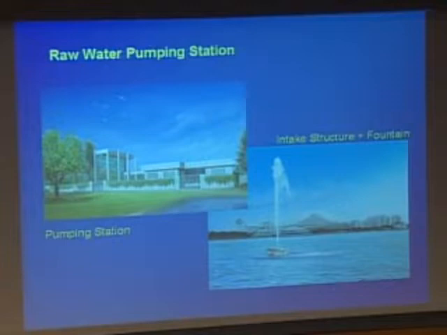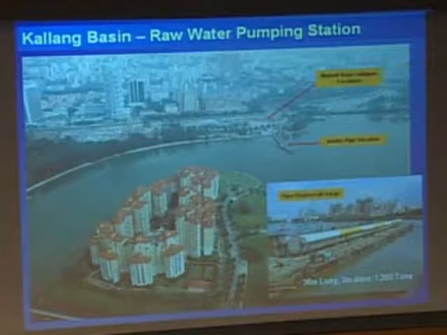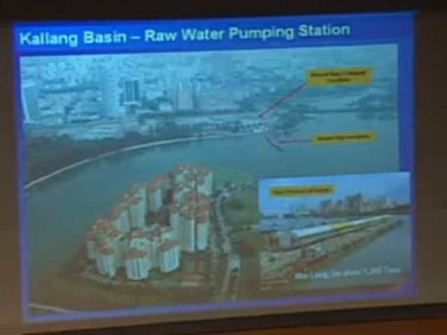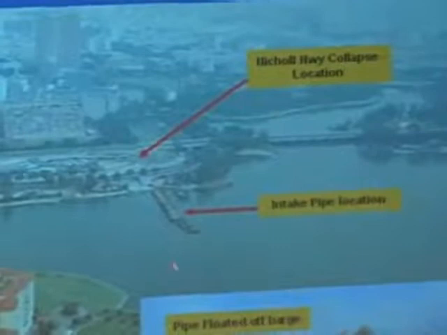The interesting thing about the intake pipe location, which is in Kallang Bay, is that it's quite a distance upstream from the barrage. So if we had some saltwater intrusion, we're not going to lose this facility. The infamous, I should be careful with that word, Nicoll Highway collapse was right here. Almost right on top of where we have to put some of our pipeline in place and where we have to also have some fairly deep structures to handle the intake pump.